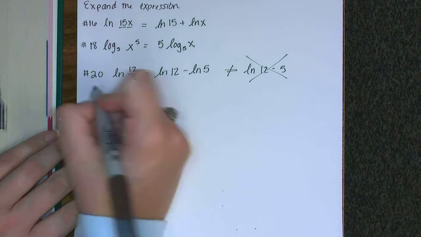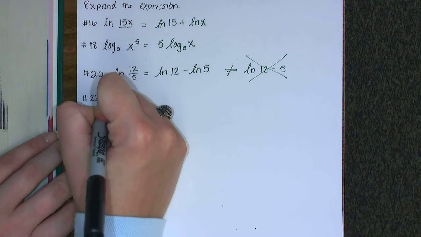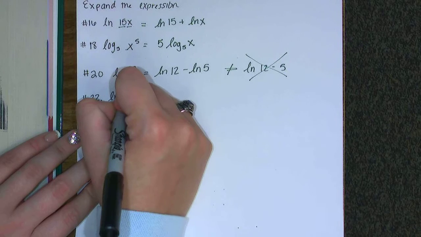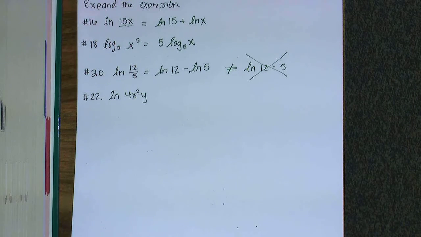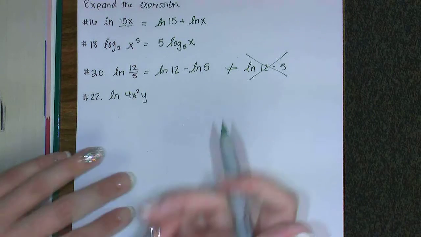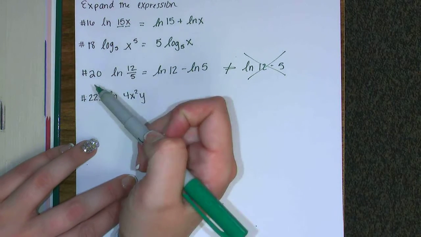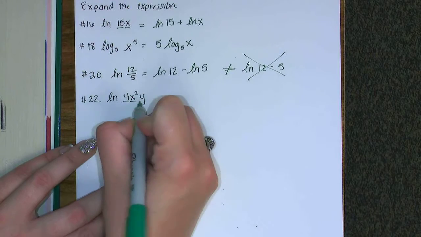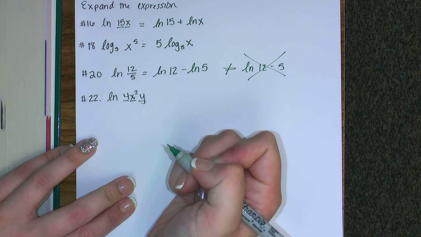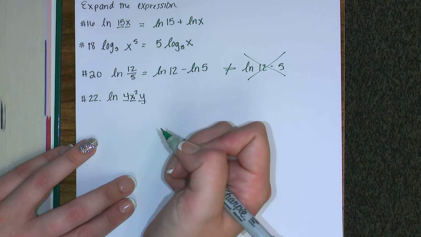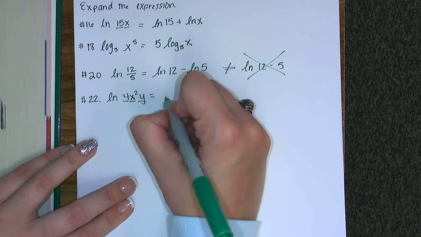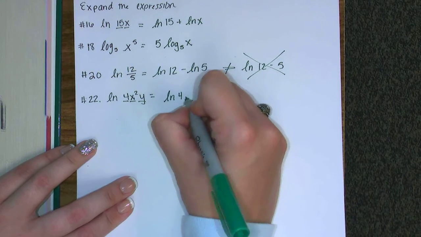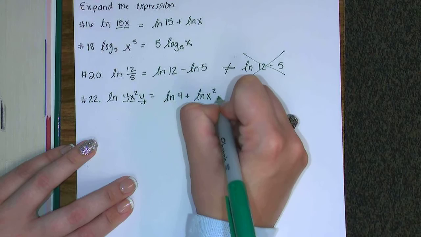Let's see, 22. So getting a little harder now. ln of 4x squared y. So we're expanding. So we want to get it out as far as possible. We've seen it with 2 expressions up to this point, but now I have 3 things that I can separate it into. So it's still the log of a product is equal to the sum of the logs, but it's going to be 3 values instead of 2. This is going to be equal to the ln of 4 plus the ln of x squared plus the ln of y.